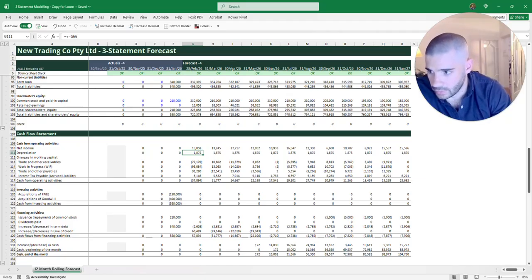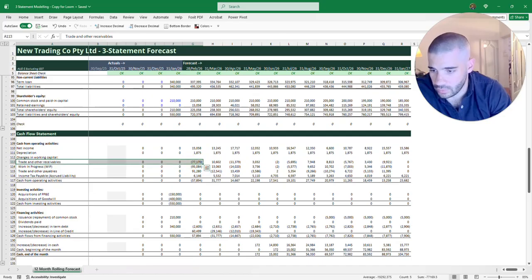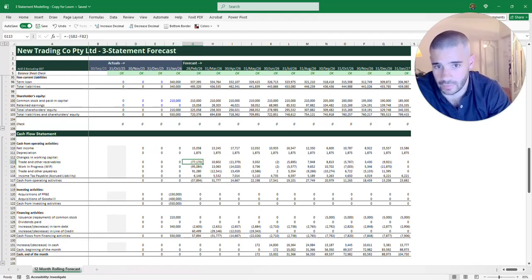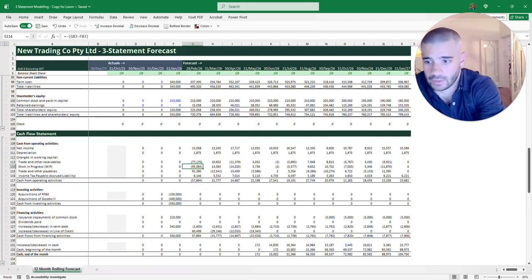And then here are the big ones, the working capital figures. So if we think about this, trade and other receivables, 77,000. That means we're waiting to get paid $77,000. We don't actually have the cash yet. It's going to probably get paid next month. So that's a negative. It comes off of our cash. Same with the WIP. That's in there at 95,000. That's saying we've got all this half completed work, but we haven't been paid for it yet.